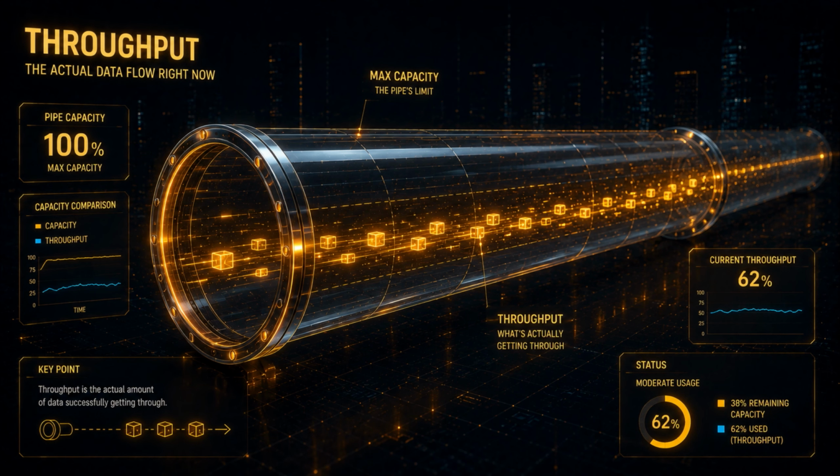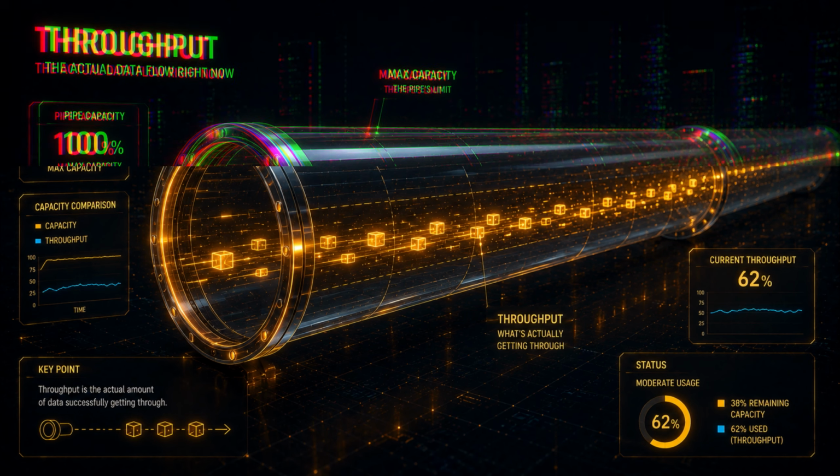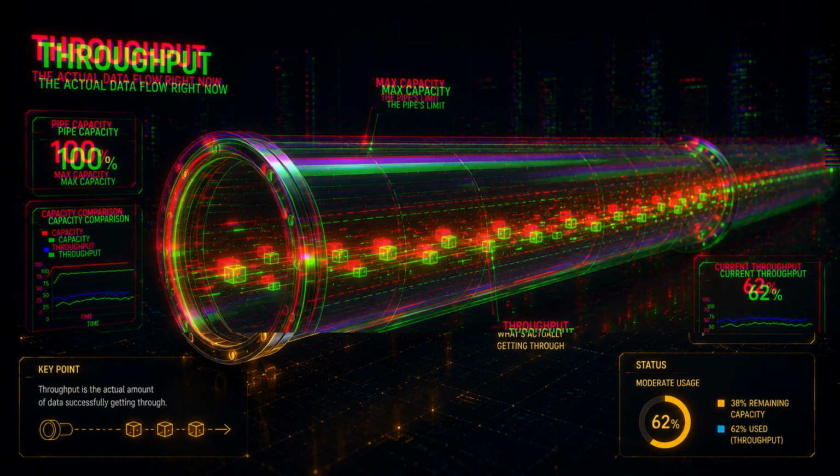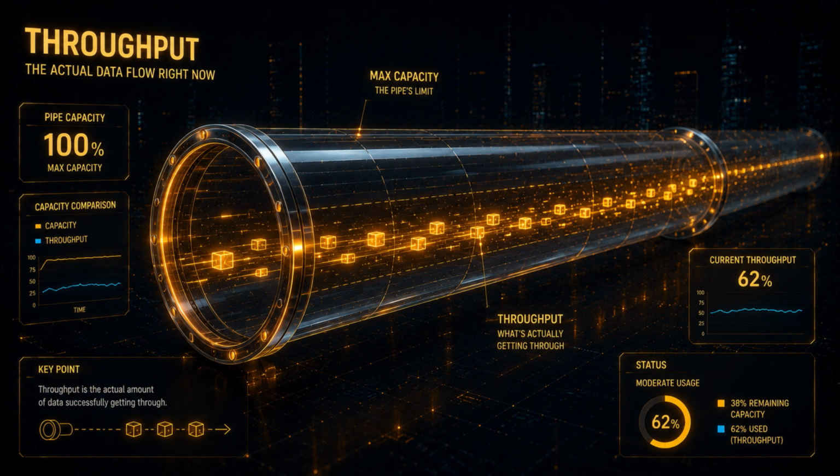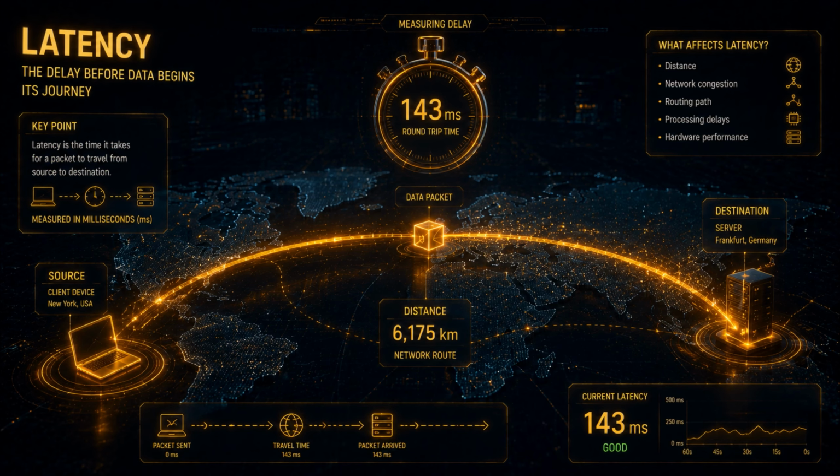Next is throughput. This is the amount of data that is actually moving right now. A highway may have 6 lanes, but only 3 are being used. That's throughput. So remember, bandwidth is the capacity. Throughput is what is actually being used.